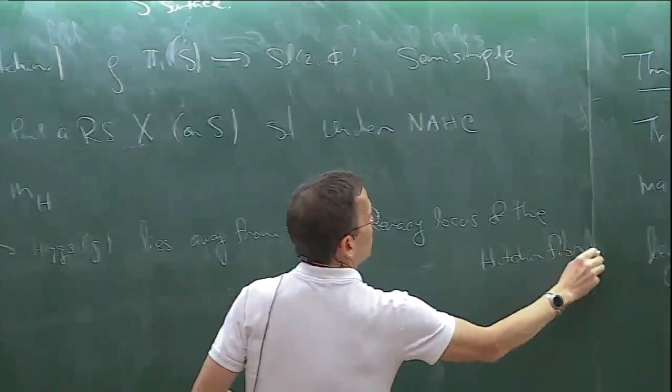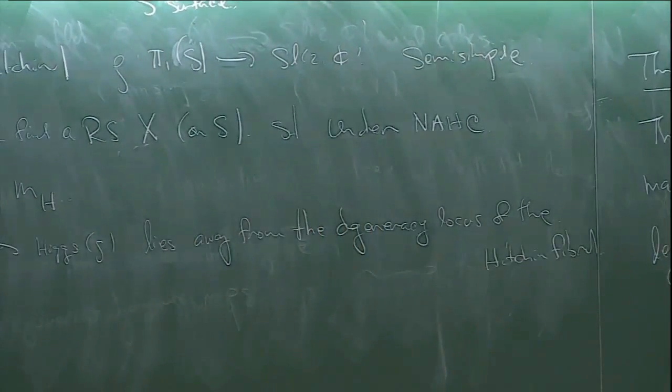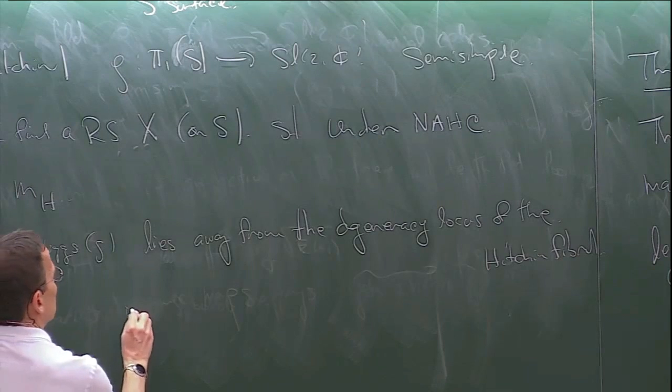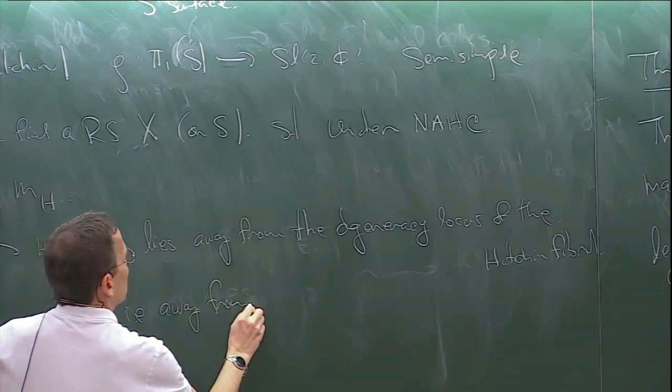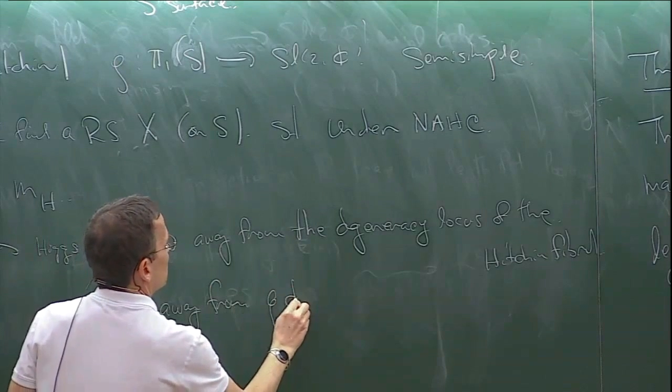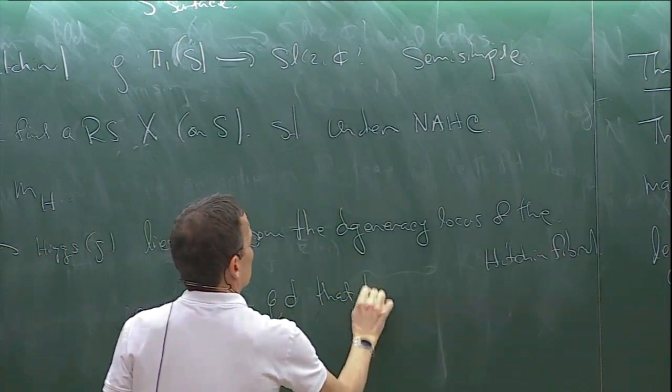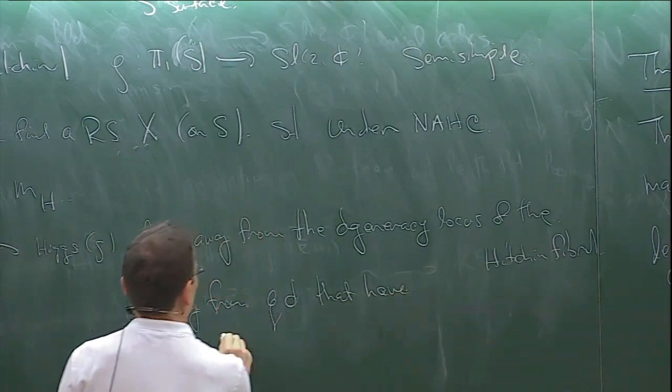The Hitchin fibration. Of course you could ask this for arbitrary groups. I do SL2C because that's where we have a theorem, but also because in SL2C it's rather easy to see what the degeneracy locus is. It's just those quadratic differentials that have some zero with multiplicity. Away from quadratic differentials that have zeros with multiplicity.